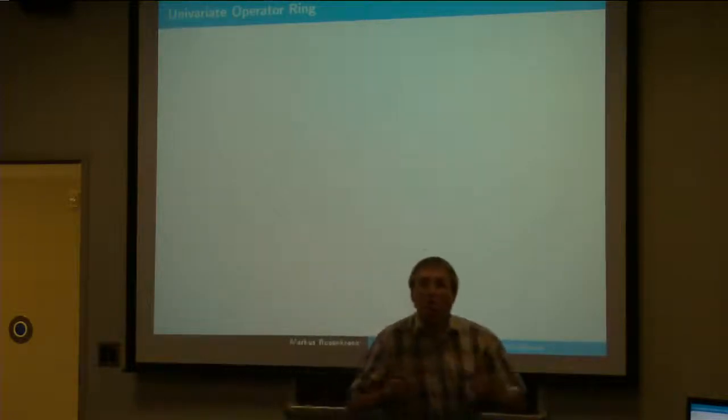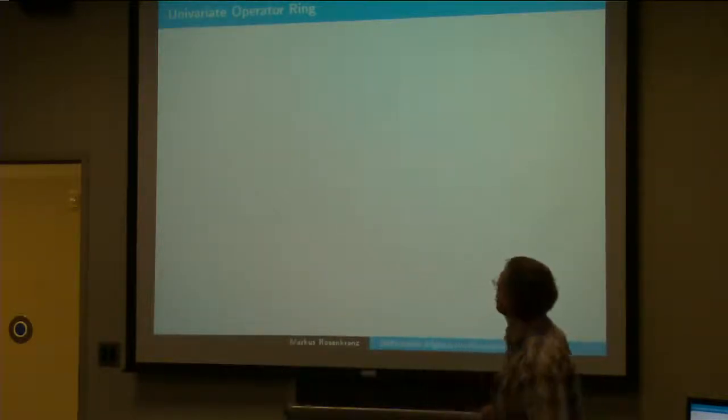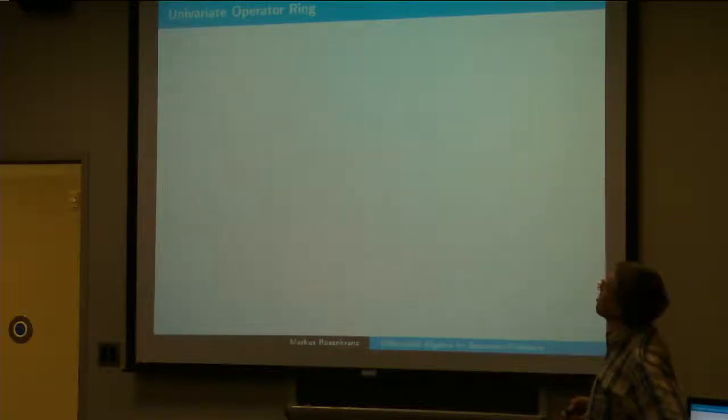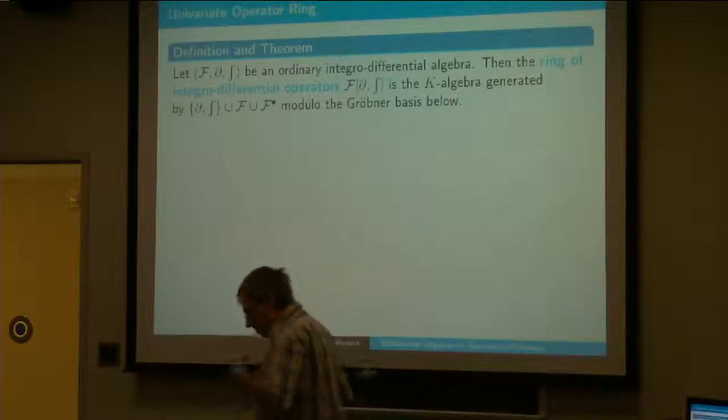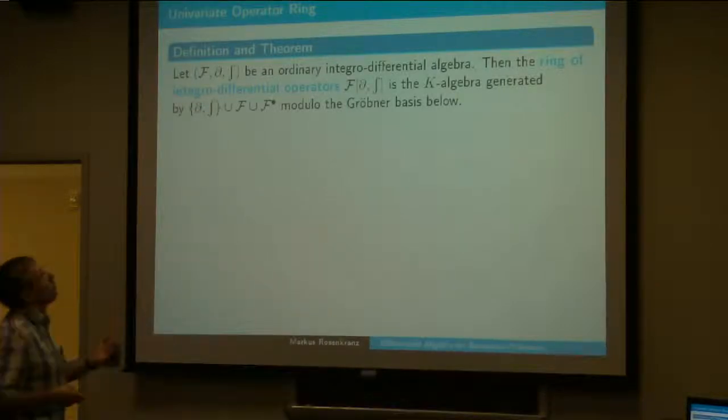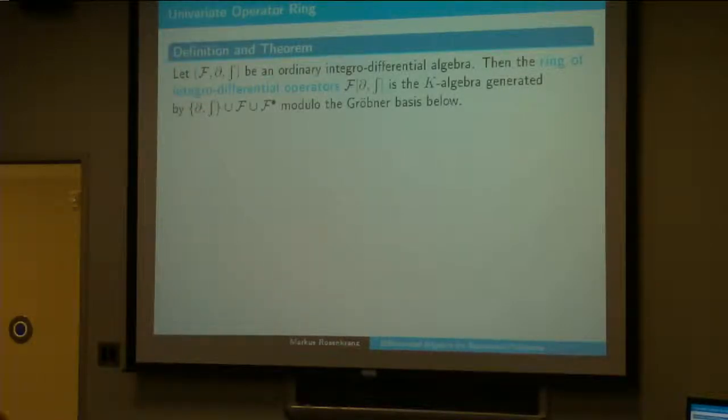So now, to do actual computations, we need a description of the operator ring. And we want to really do these computations in Maple with the operators. So it's now a kind of generalization of the Weyl algebra, but also having these integrals inside. But it's all linear operators. So that describes the family of linear operators that you can write in terms of the derivation and the integral. And of course, the multiplication operators from a coefficient ring.